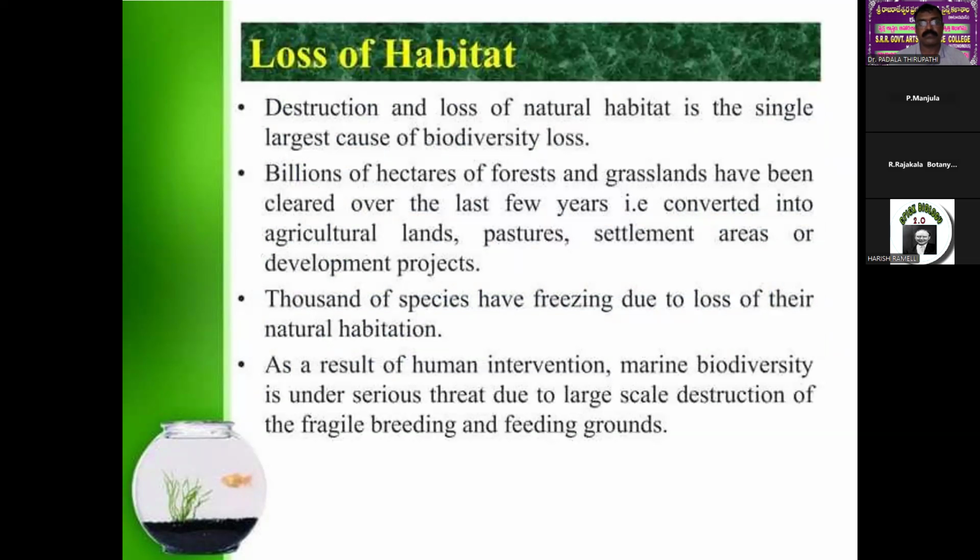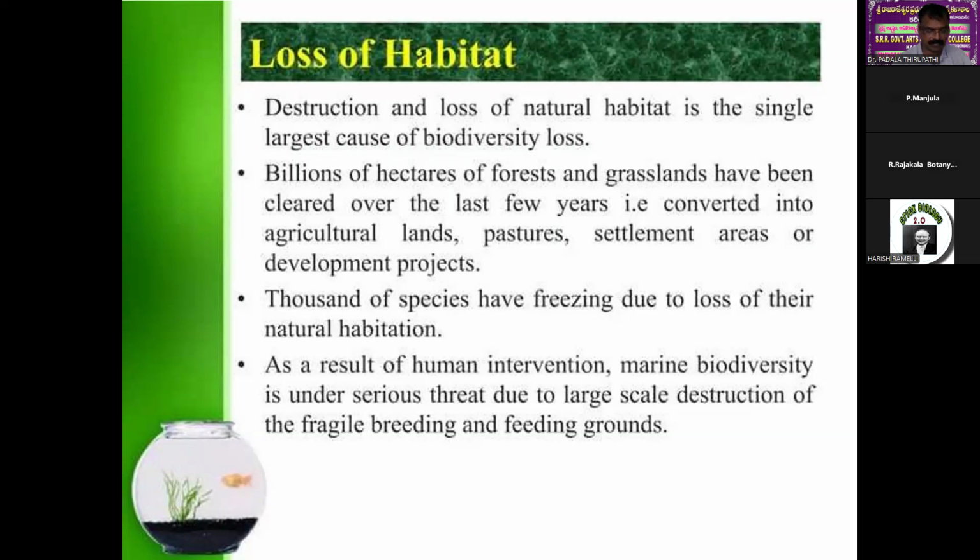The first one is loss of habitat. Loss of habitat is the largest cause of biodiversity loss. Billions of hectares of forest and grassland have been cleared over the last few years, converted into agricultural land, pasture, settlements, or areas for the development of projects. So the forest is converted for the development of projects.